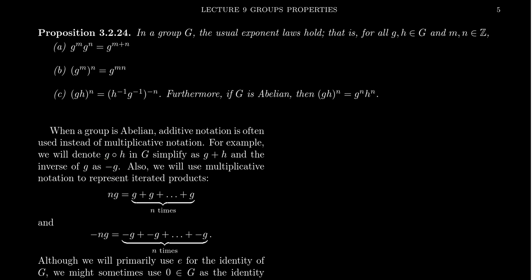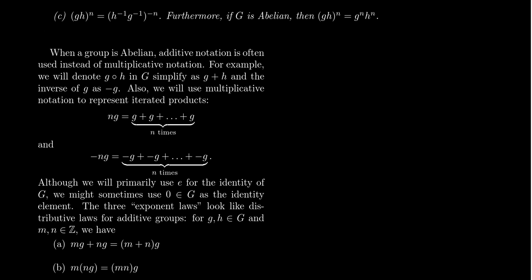And when you iterate the process, when you iterate your product, it really should be a sum. So we think of it not as g to the n, but as n times g, because it's g plus g plus g plus g plus g, right? And the inverse would be negative ng. So negative g plus negative g plus negative g plus negative g. You just make all the appropriate modifications to it. In terms of the group identity, you typically call it 0 instead of 1, but you could use an e if you want to. That's commonly done as well.